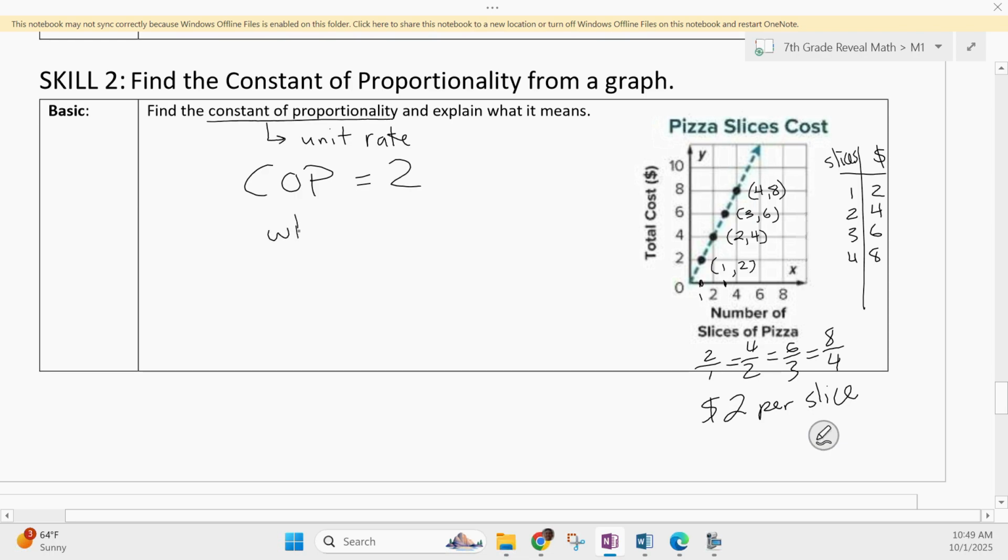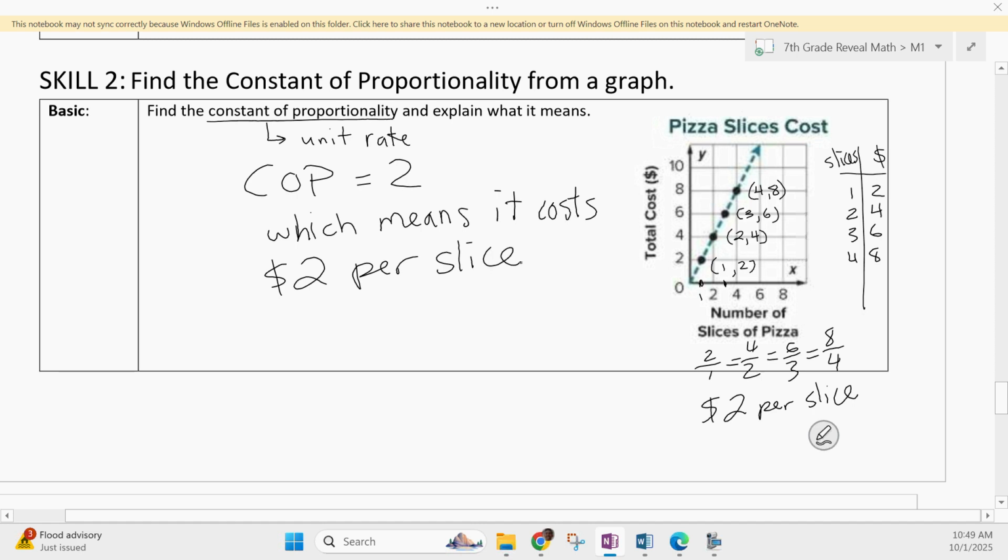And it says explain what it means, which means it costs $2 per slice, right? Lots of different ways to see and apply the same exact thing over and over again.